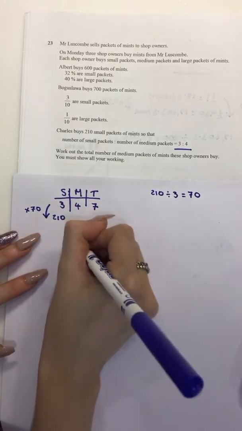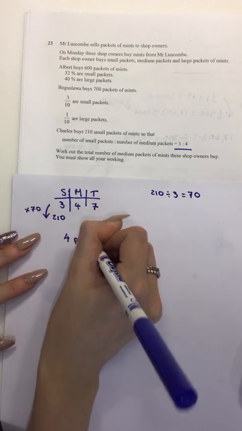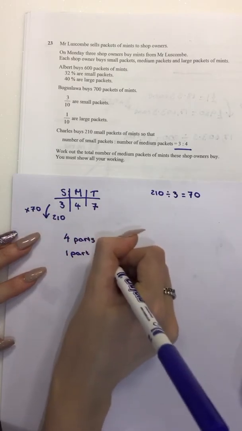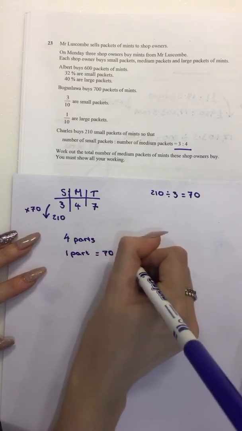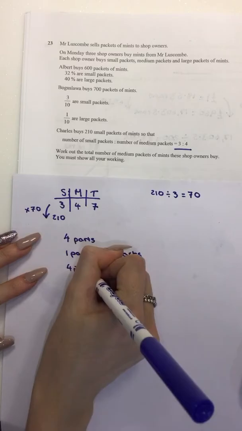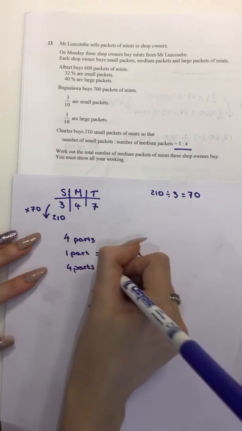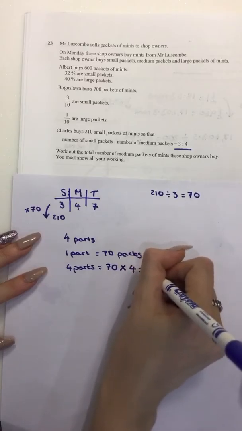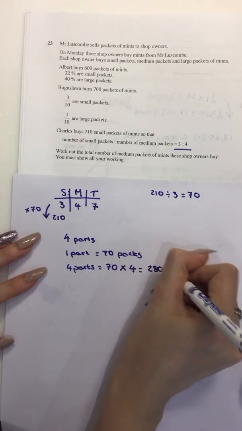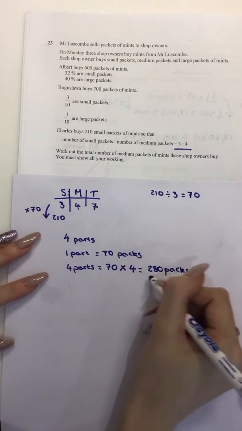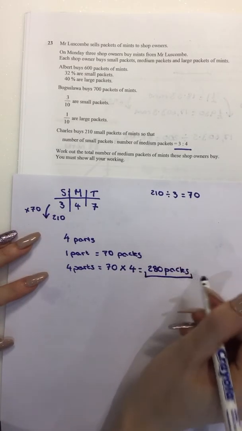So to get the 4 parts, if 1 part equals 70 packs, 4 parts will equal 70 times 4, which is 280 packs. Therefore, Charles buys 280 medium packs.